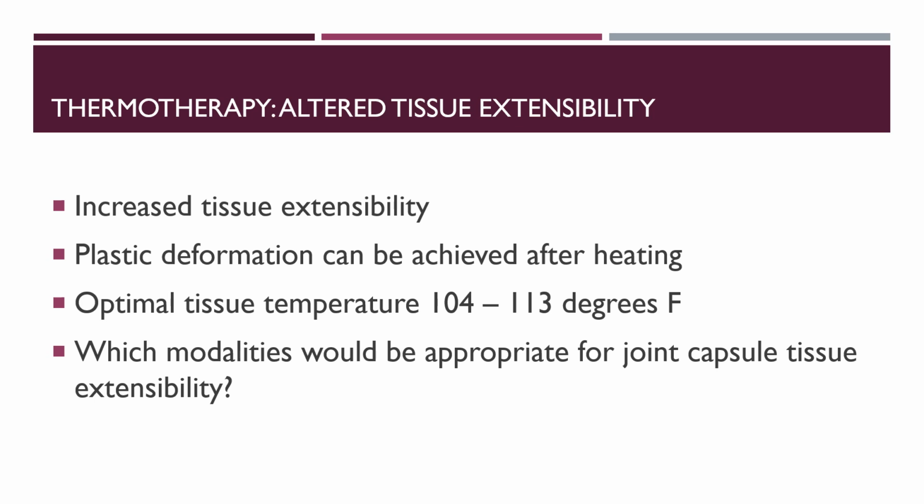Now I have this question at the bottom of this slide here: which modalities would be appropriate for joint capsule tissue extensibility? So we have to just remember here that we're talking about superficial heating modalities, and for something like a joint capsule, that's typically not what we think of as being superficial tissue. This tissue is usually much deeper, so it depends on the joint you're looking at, obviously. But if you're thinking of the shoulder, we have our deltoids, we've got our rotator cuff muscles, our pecs, all these different parascapular muscles that are going to cover and surround that joint capsule.